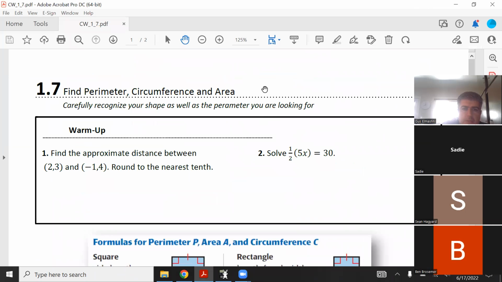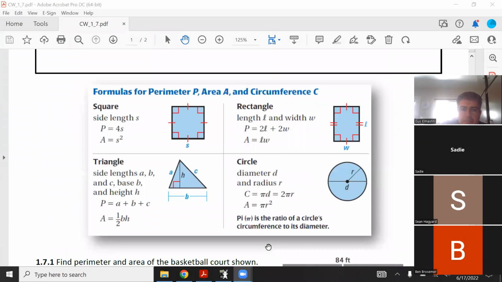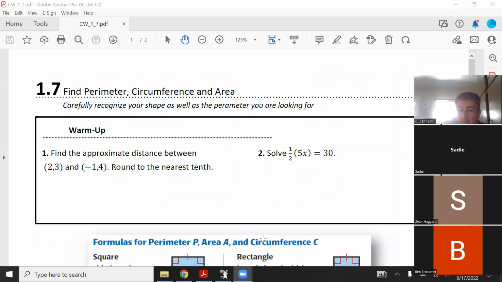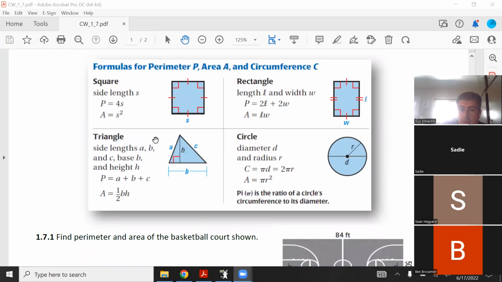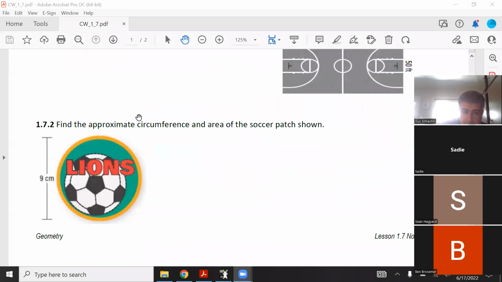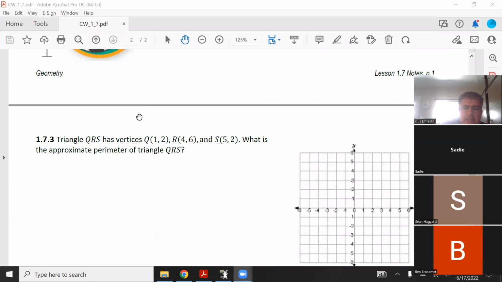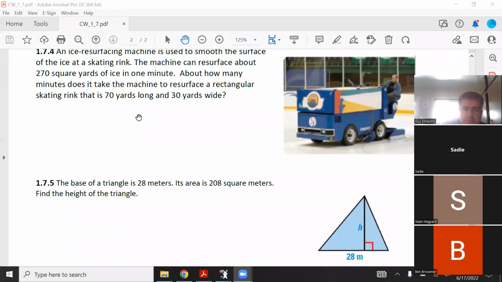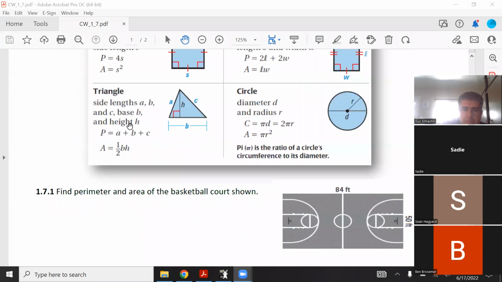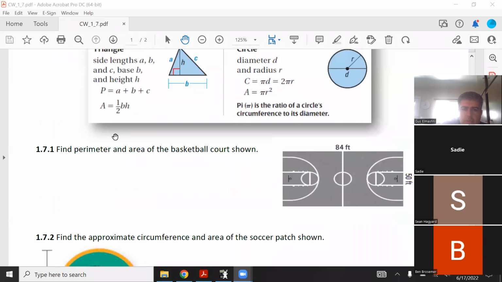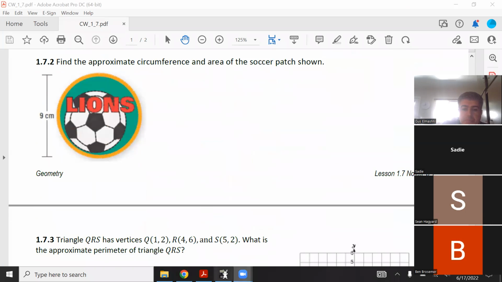But there is a class worksheet here. This is about finding area, perimeter, and circumference for different shapes like squares, triangles, rectangles, and circles. And so it's very formulaic. I don't want to rush this, so I'll definitely share a video lesson with you guys on this. I'll probably do a video going through all this stuff here.